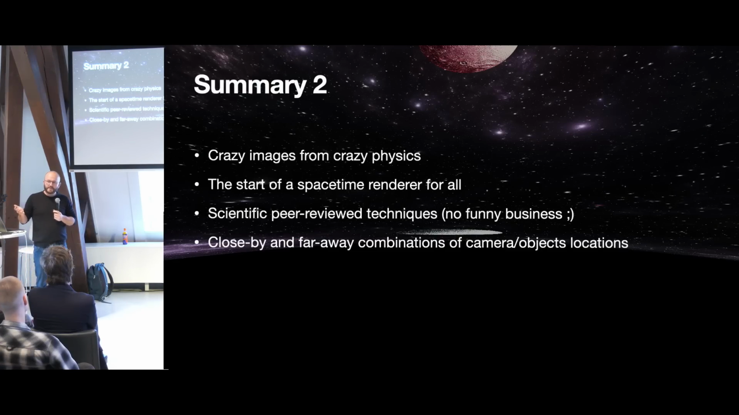So it's really nice. I made some crazy images from some crazy physics, and it's nice to look at. It's a start of a render engine in Blender that I hope everybody can use who's interested. And it's based on the real theory. There are no shortcuts, no tricks, no funny business. And you can put the camera close by, far away. You can put stuff close by and far away from the black hole and see what it looks like.